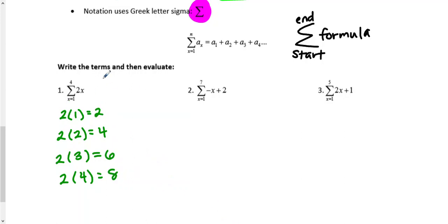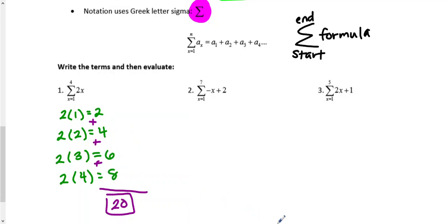But because this is a series, I need to then add them all up. And you can use your calculator, but we can go 2 plus 4, which is 6. 6 plus 6 is 12. 12 plus 8 is 20. So my final answer is 20, because that is the sum of all the numbers in that sequence.